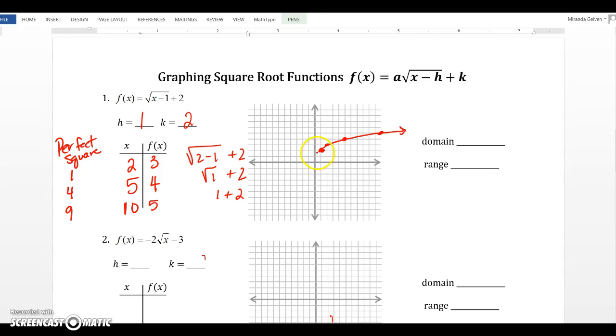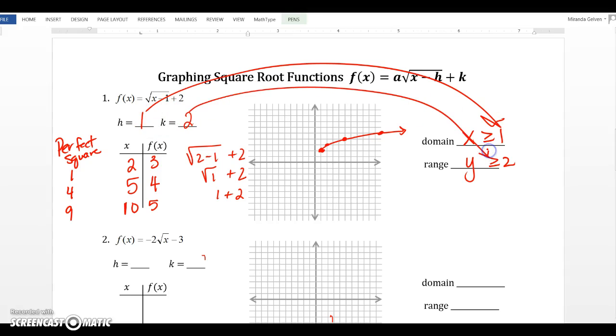Again, notice here at 1, 2, nothing goes below it, nothing goes to the left because that is my starting point. Now let's look at the domain. The domain is based off of h, so x is greater than or equal to 1. The range is based off of k, so y is greater than or equal to 2. Again, these h and k values right here is where I got those.